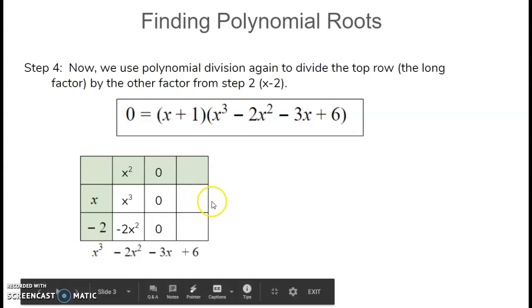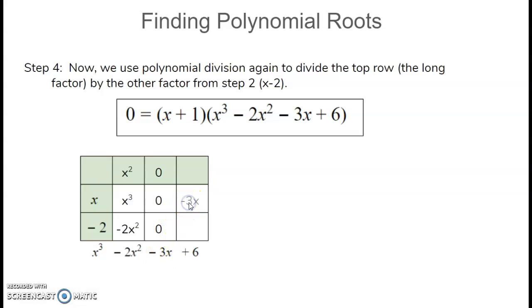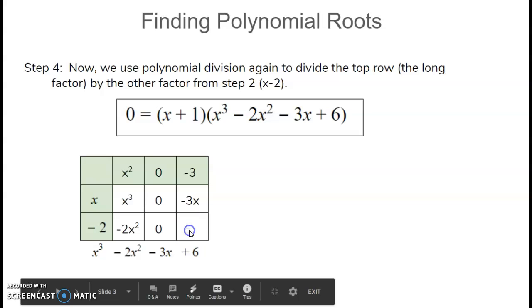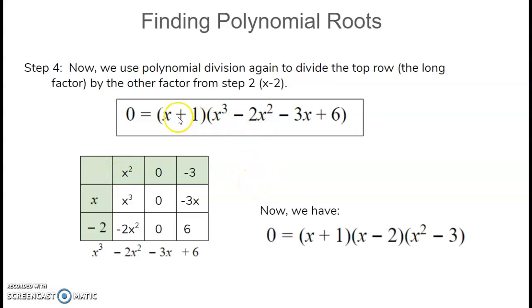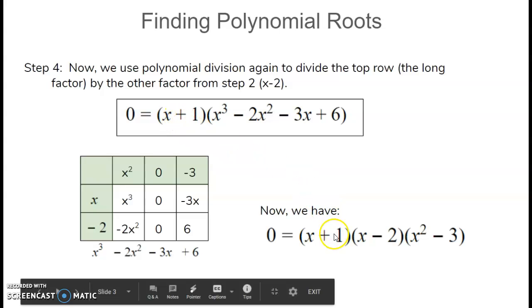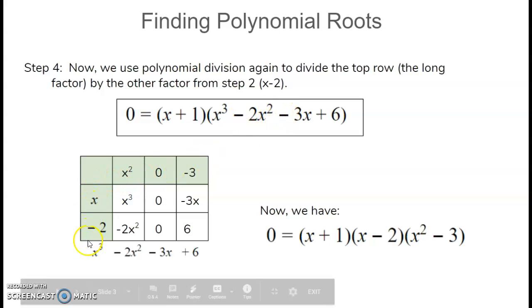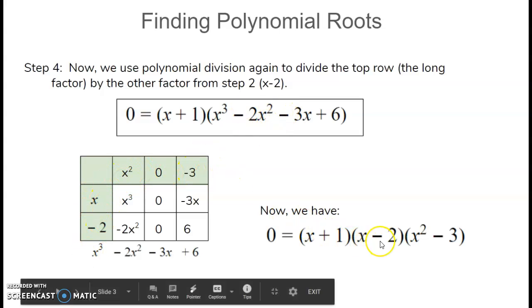So now I need this spot right here. Plus 0 is negative 3x, so this will be negative 3x. What times x is negative 3x? Negative 3. And negative 3 times negative 2 is 6. So again, this is matching up really nicely. We have no remainders. So I'm going to rewrite all of my factors so far. The x plus 1 that we used before. And then this factor right here, this big long x cubed one, turned into these two on the side. Turned into x minus 2 and x squared minus 3.